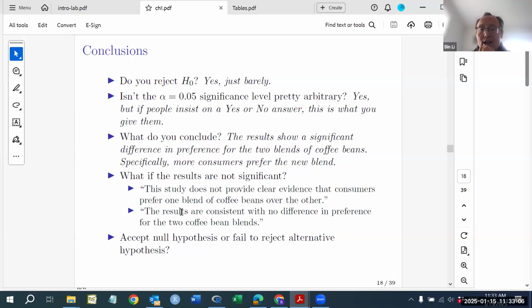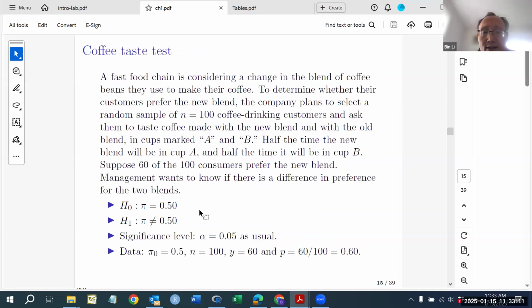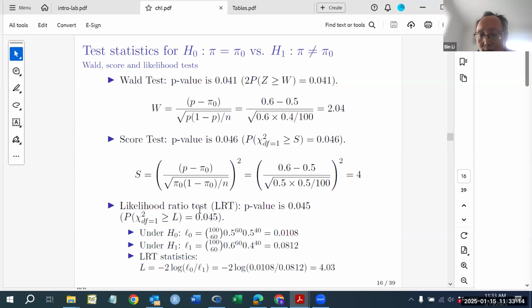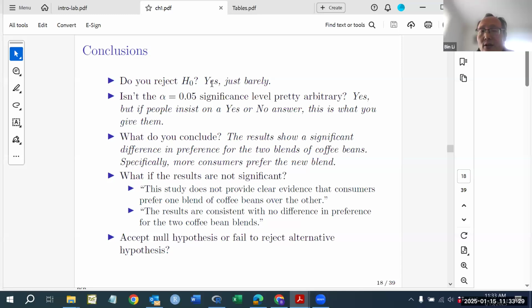Okay, so after that, what is our conclusion? So the conclusion is, for the coffee taste study, all three tests give us a p-value less than 0.05, but they are all very close, right? So do we reject the null hypothesis? Yes, but barely. It's marginally reject the null hypothesis, right? Isn't the alpha equal to 0.05 significance level pretty arbitrary? Yes. But most papers, most journals like to use that, okay?